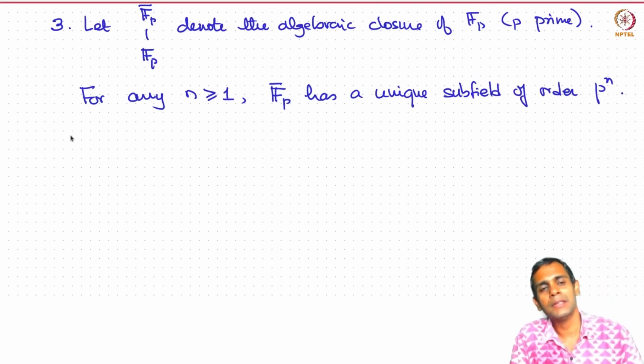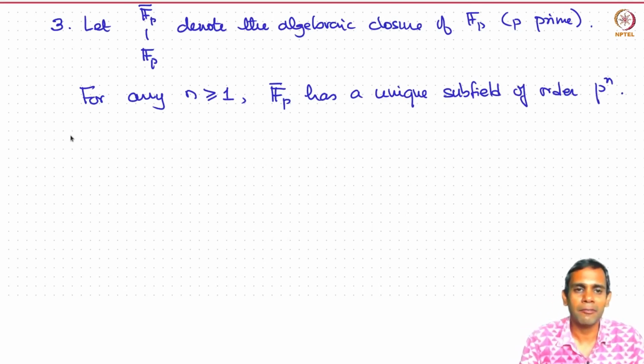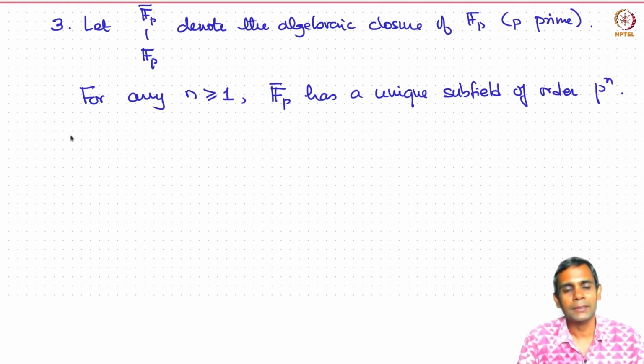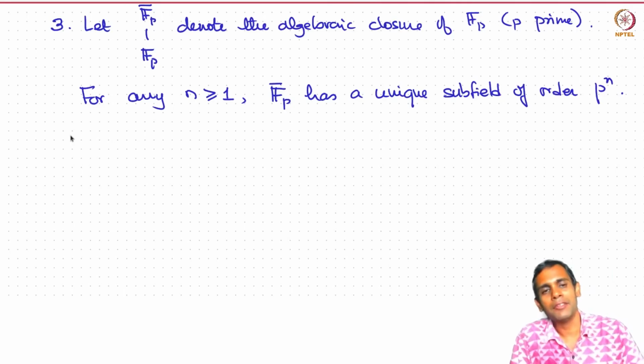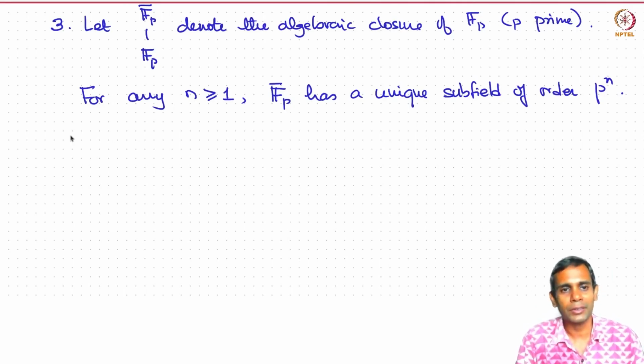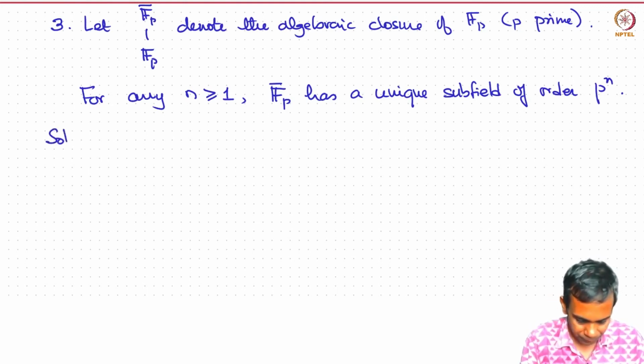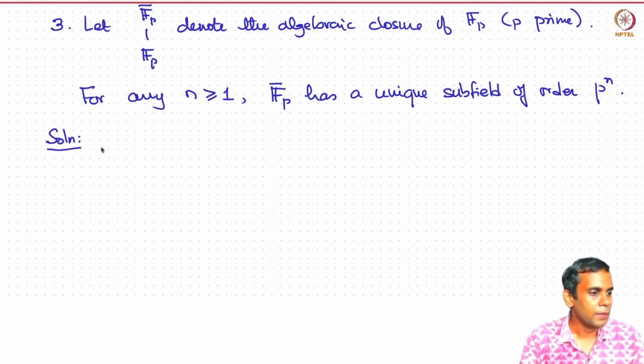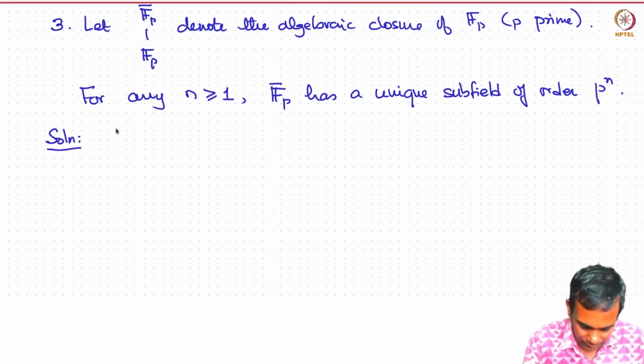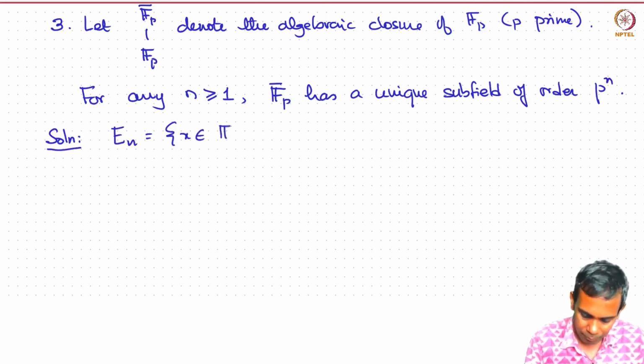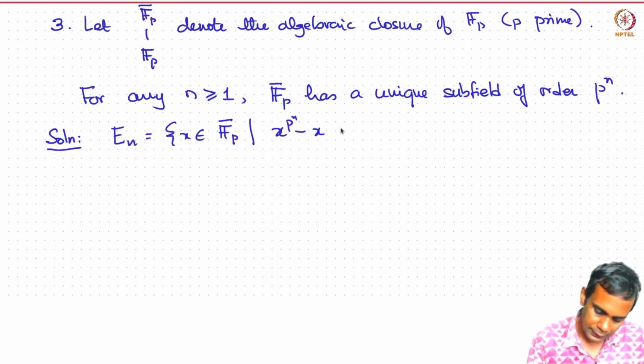This is quite similar to the analysis we did when we looked at the classification of finite fields, and when one finite field contains the other. So you can try solving it yourself, and if not, you can watch me solve it. So here's the solution. Just define En to be the set of all elements x in Fp bar such that x to the p to the n minus x is equal to 0.